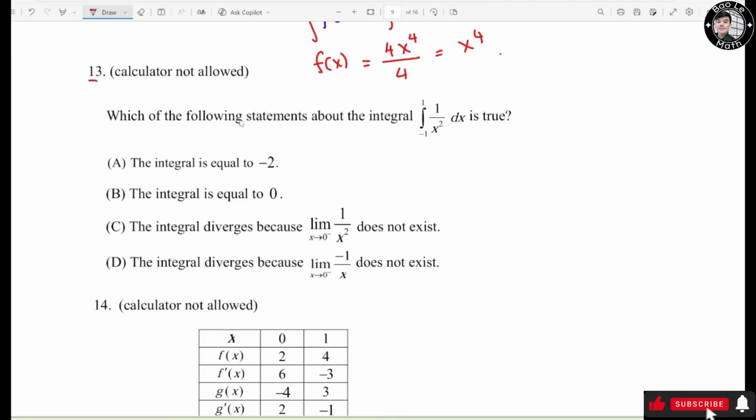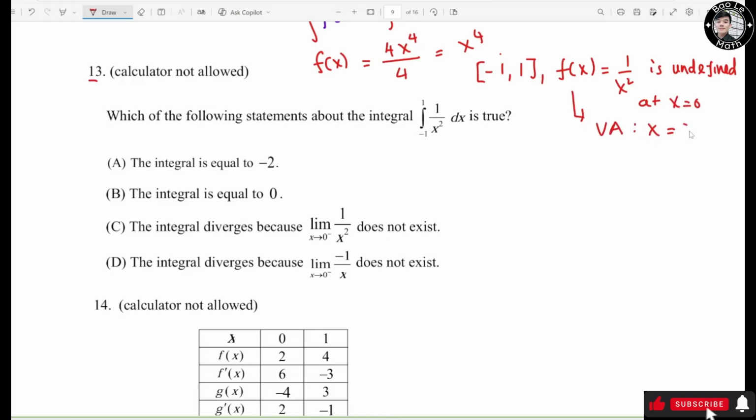Question 13. Which of the following statements about the integral from -1 to 1 of 1 over s squared ds? Alright, so observe that within the interval -1 to 1, the function f of s, 1 over s squared, is undefined at s equals 0, right? So the function has a vertical asymptote at s equals 0, right? This can be written as the integral from -1 to 0 of 1 over s squared ds plus the integral from 0 to 1 of 1 over s squared ds, right?